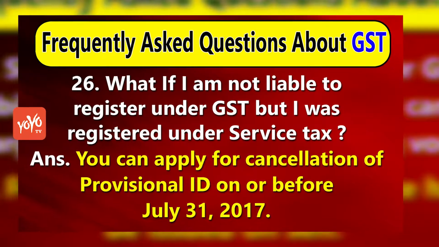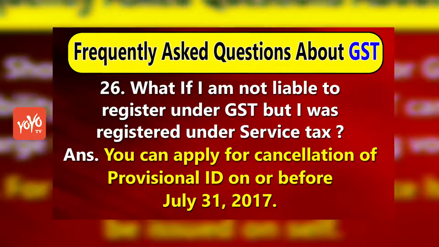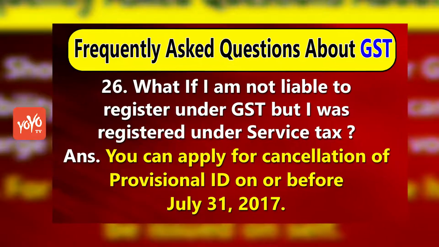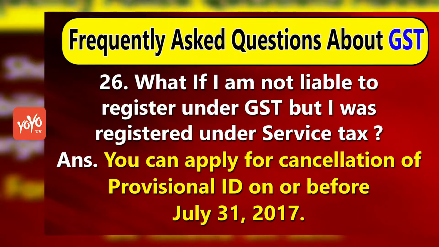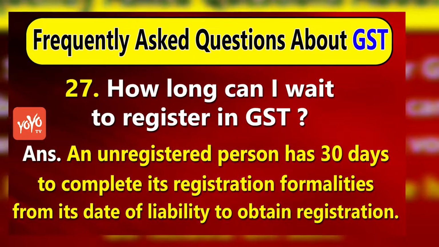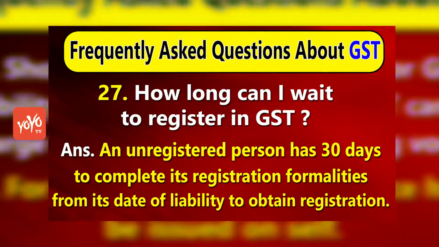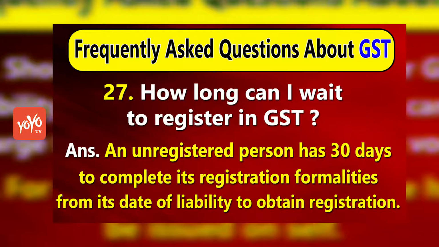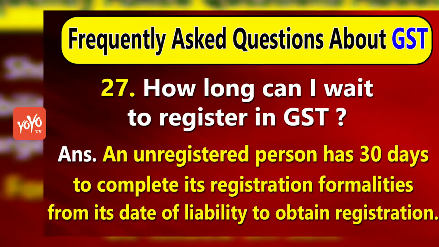What if I am not liable to register under GST but I was registered under service tax? Answer. You can apply for cancellation of provisional ID on or before July 31st, 2017. Question. How long can I wait to register in GST? Answer. An unregistered person has 30 days to complete its registration formalities from its date of liability to obtain registration.